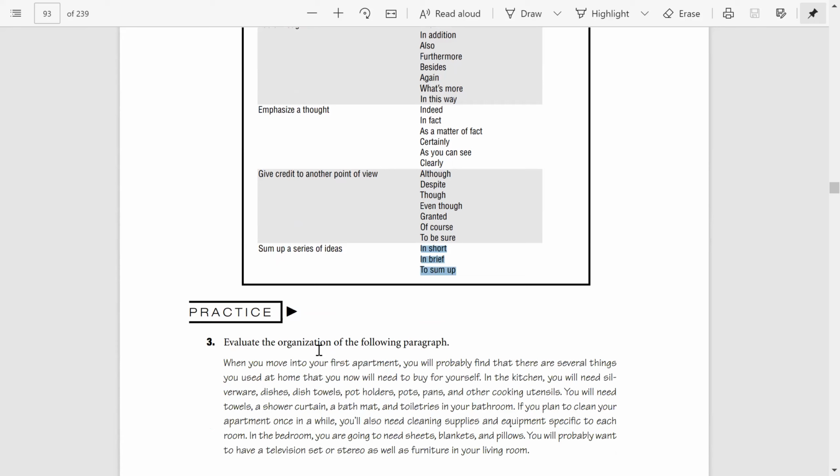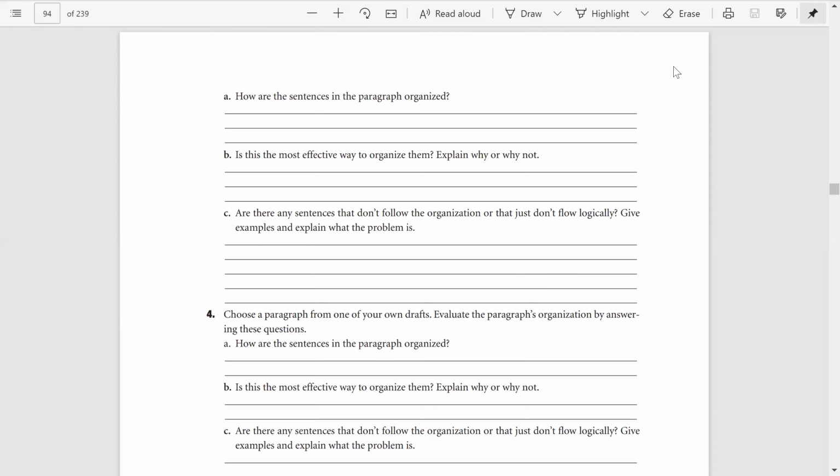Next thing is practice. So this is a paragraph for you guys. Read this paragraph and then answer the following questions on your own. These are the questions which you should answer after reading the above given paragraph.